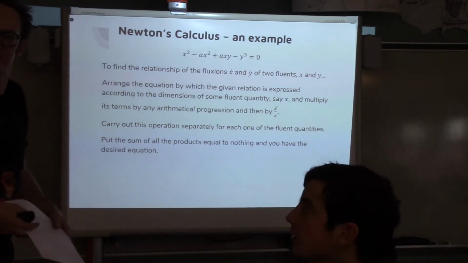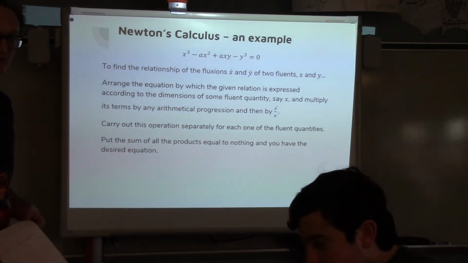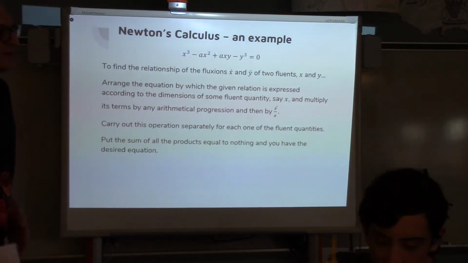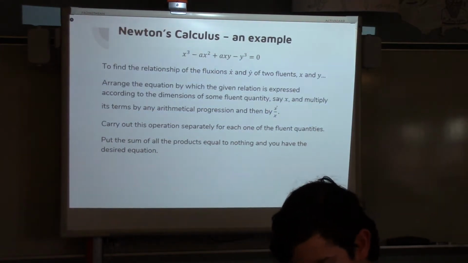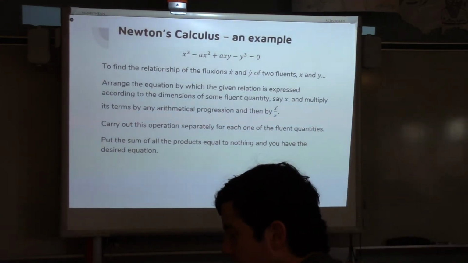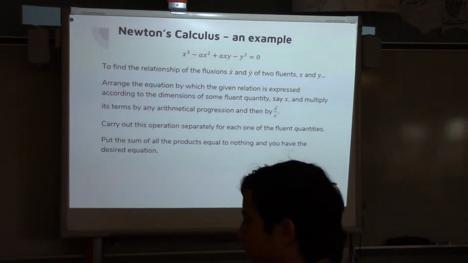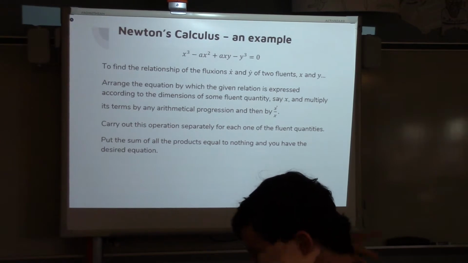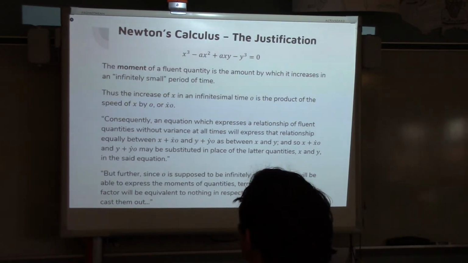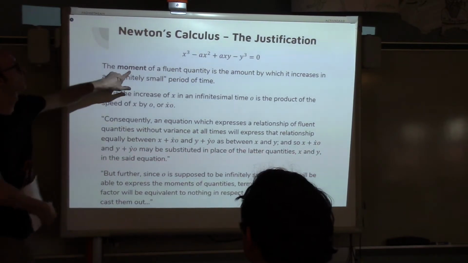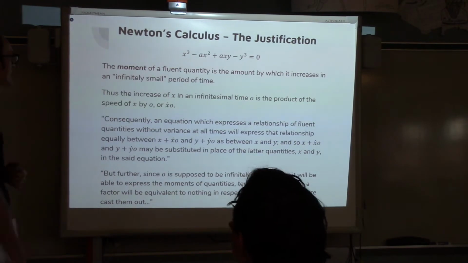Talking about calculus. In particular, we're talking about fluents. What is a fluent? A variable which depends on time. A fluxion is the sort of instantaneous speed of that fluent. And we're talking about moments. The moment of any fluent is the amount by which it increases in some infinitely small period of time.